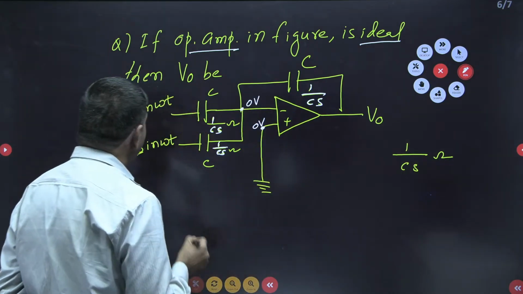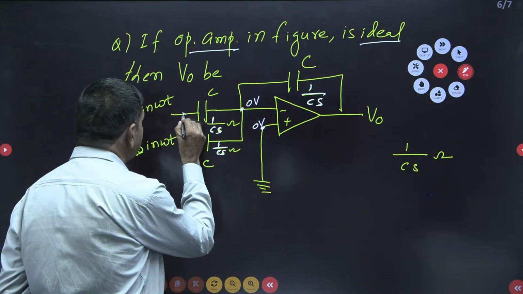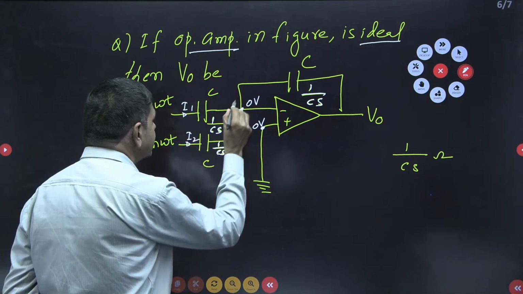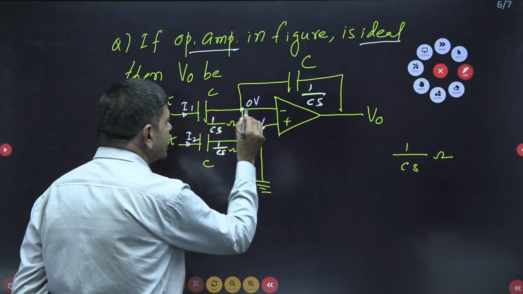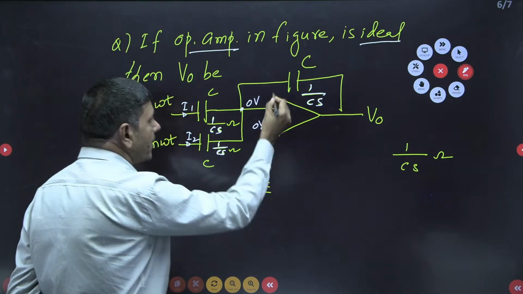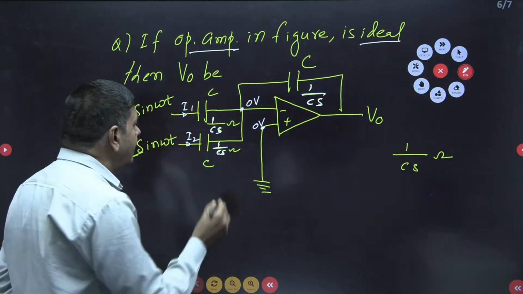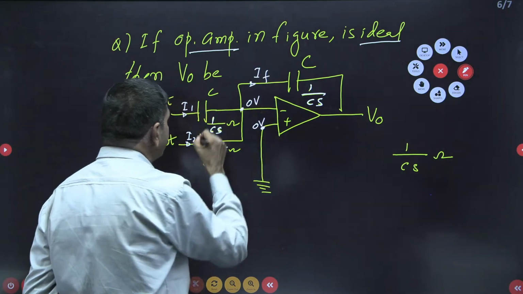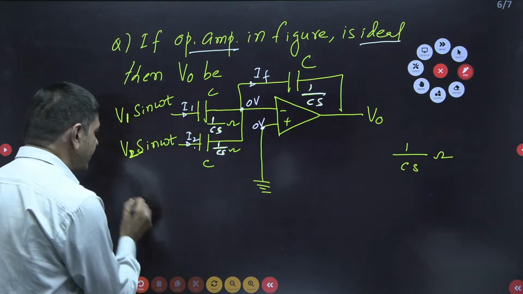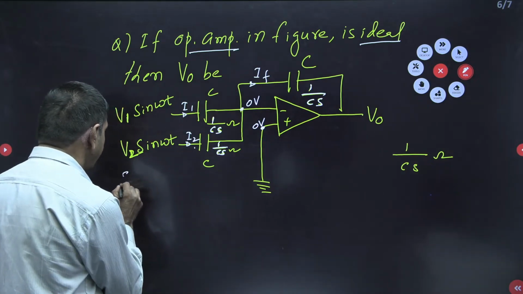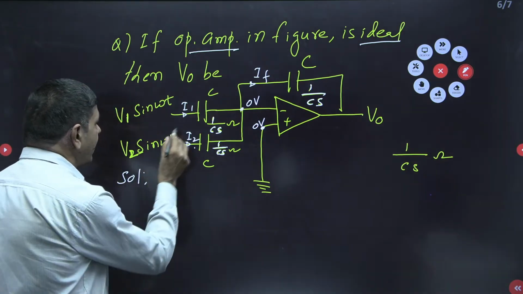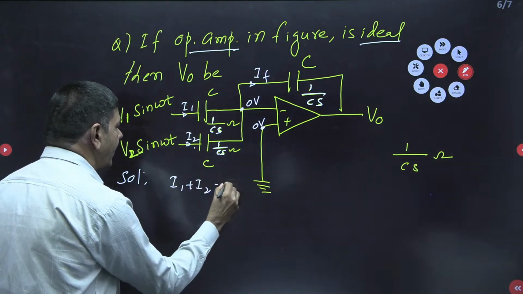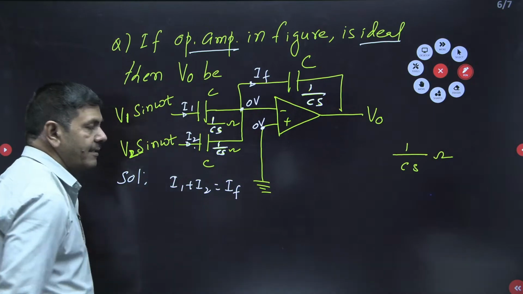Here you can see the current I1 is going to flow this side, and this current is I2. This current is 0 because the input impedance of the op amp is infinite. The total current will flow as IF, so IF equals I1 plus I2. I can complete this question like this. For the solution, I1 plus I2 equals IF.